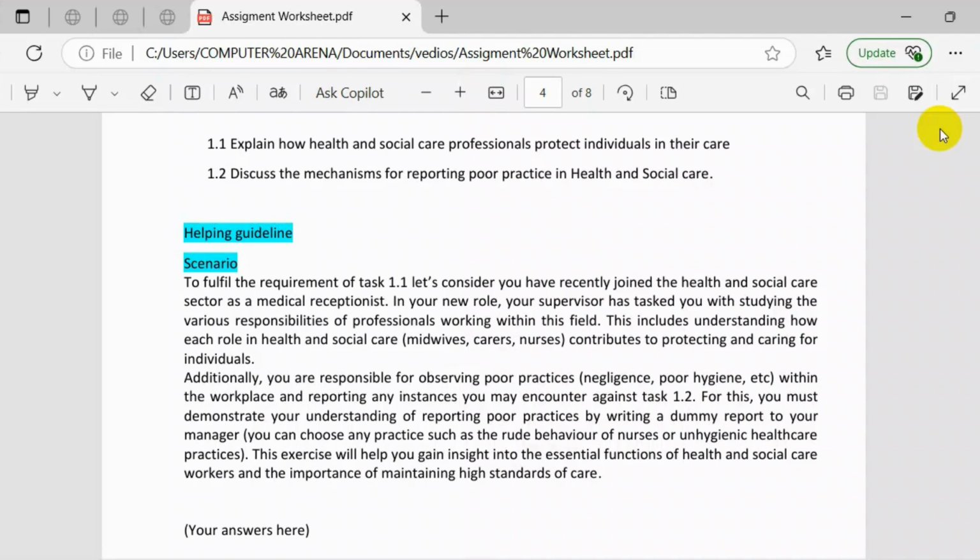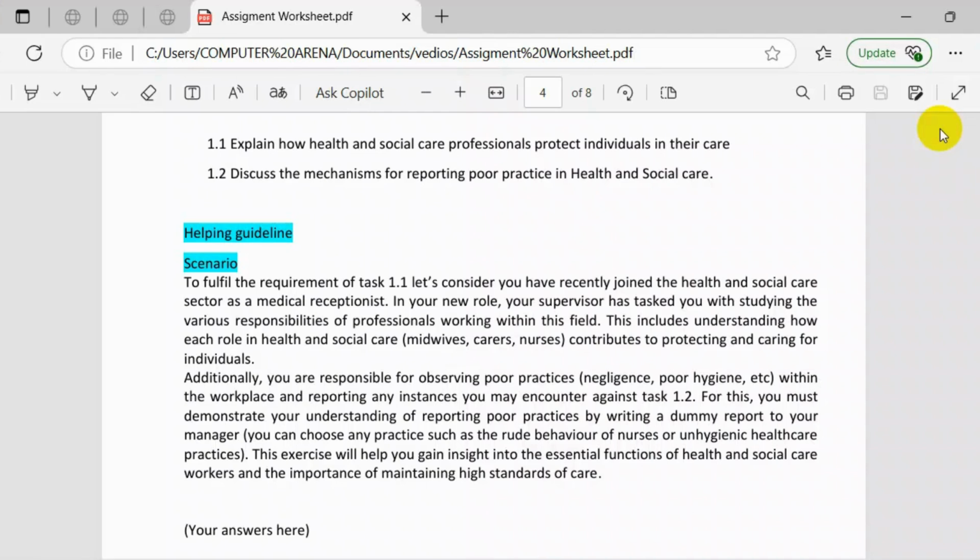And for the assessment criteria 1.2, where you have to discuss the mechanism for reporting poor practice, let's say you, as a health and social care worker, observe a poor practice around you and now you decide to report this poor practice to your manager. For this, you have to write a dummy report to your manager explaining what poor practice you have observed and how this poor practice affects the individual.